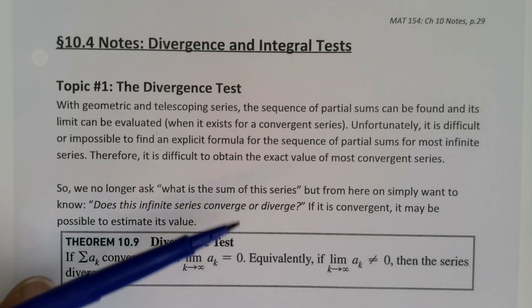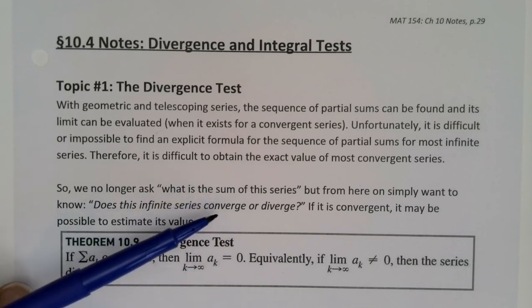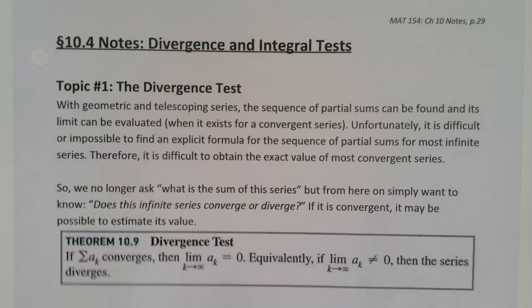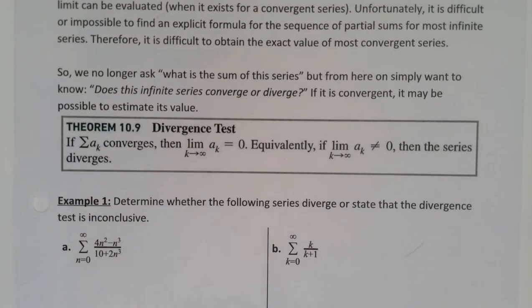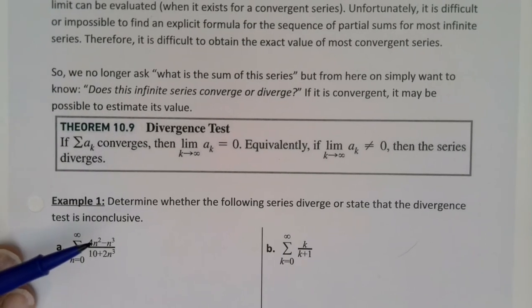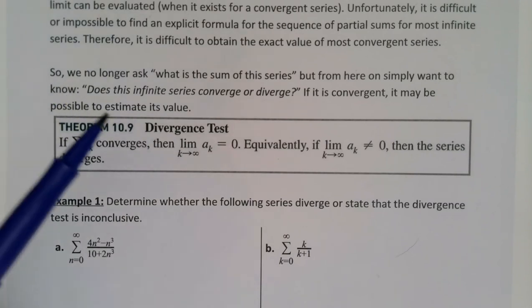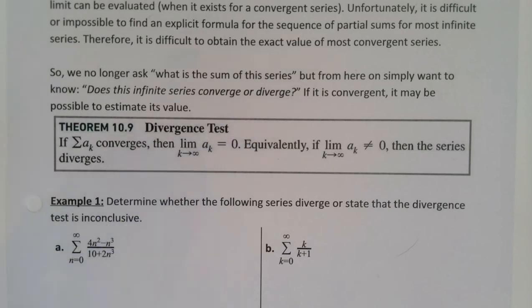So we're not going to be able to find the number. We're just going to ask, should it go to a number or not? We're no longer going to be able to find that specific value, and that's basically what we're going to do for the rest of this chapter. We're going to keep looking at series and sums and figure out whether or not they converge or diverge. But we're not going to find the actual value, because you can't the vast majority of the time. First things first, we're going to talk about the divergence test.